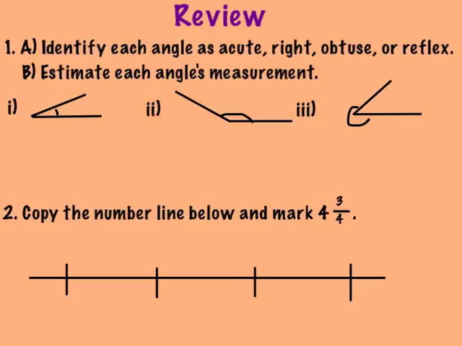And we just had a short lesson today, mostly review. So for part 1 here on your review, you're going to identify each angle as acute, right, obtuse, or reflex. And then for part B, estimate what the measurement of each angle would be. For number 2, you're going to copy the number line below and mark 4 3/4 where it should go on the number line. Pretty quick, pretty easy, and that's it.